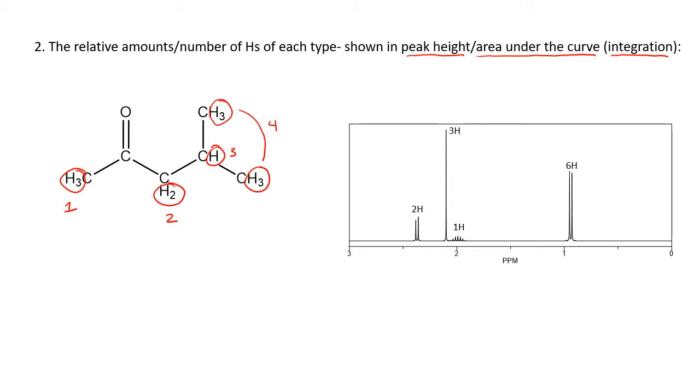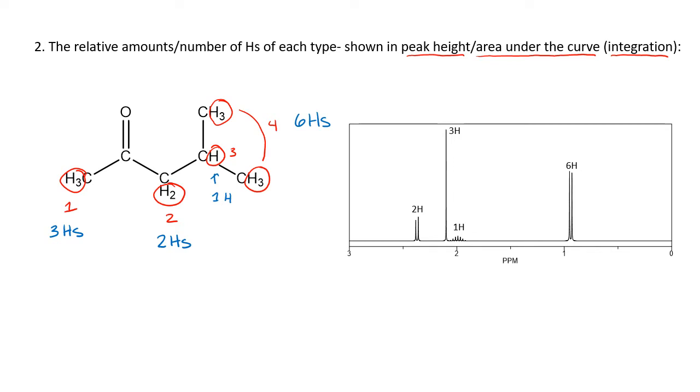Okay, so let's take a look at our example. Now in our type 1 hydrogens, we have a total of 3 H's. In our type 2 hydrogens, we have a total of 2 H's. For type 3, we have a single H. And type 4 is composed of 6 hydrogens. So for this molecule, we would expect to get an NMR spectrum that looks something like this.